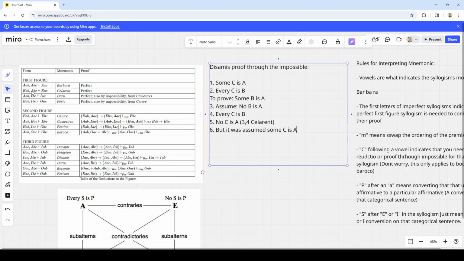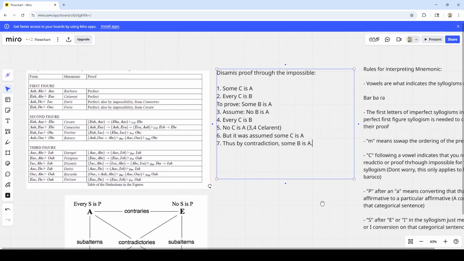No B is A, every C is B, and therefore we can conclude that no C is A, but it was assumed that some C is A, thus by contradiction some B is A necessarily. And that's how you would prove Disamis via proof through the impossible. So you can prove syllogisms by direct deduction and proof through the impossible, except for Baroco and Bocardo, which have to be proven through reductio ad absurdum.